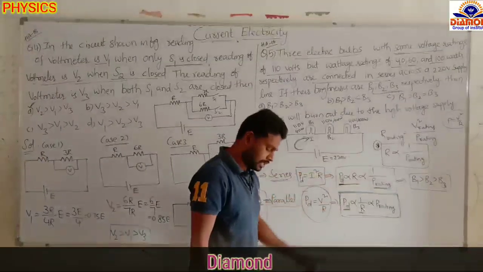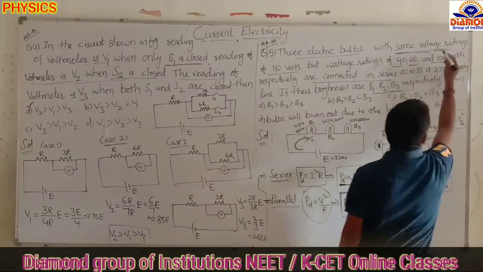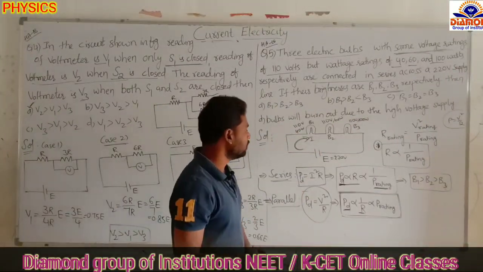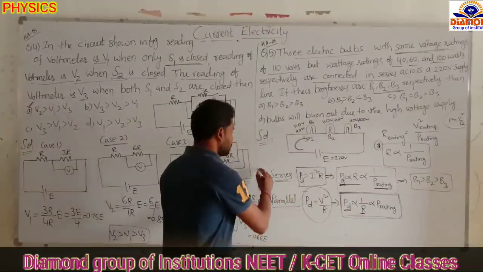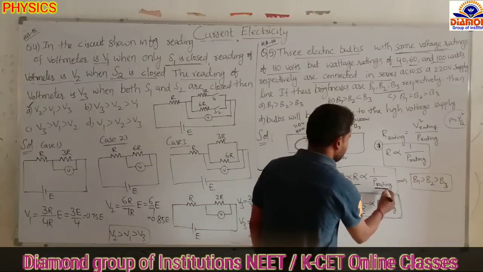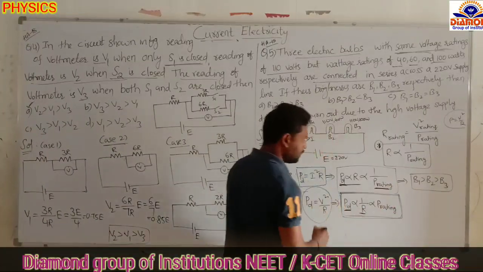These two formulas are applicable when the supply voltage rating is constant, the same. If the voltage rating is the same, only then will these formulas be applicable. Now, according to our question, they have given series. So in series, power dissipation is inversely proportional to the power rating. In parallel, power dissipation is directly proportional to the power rating.